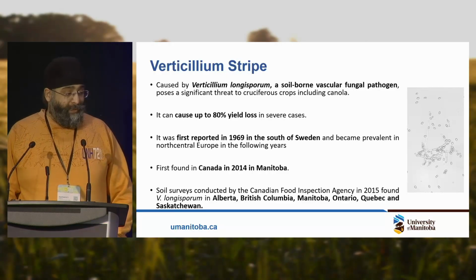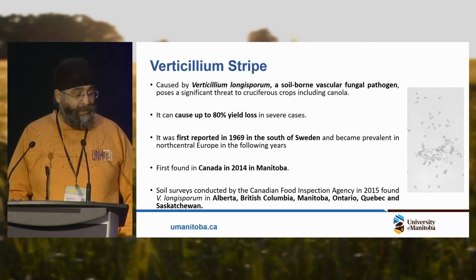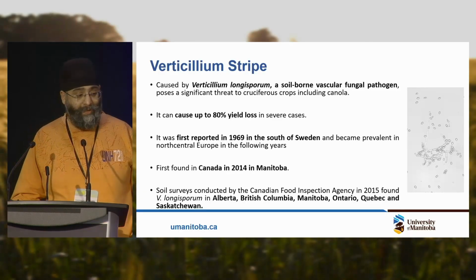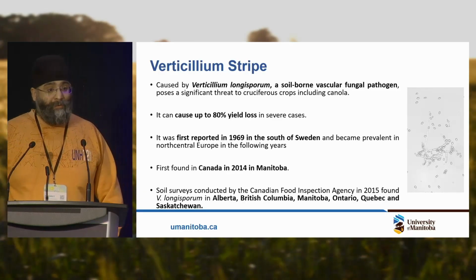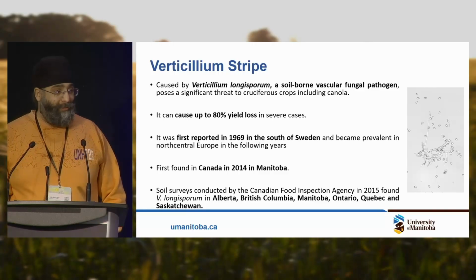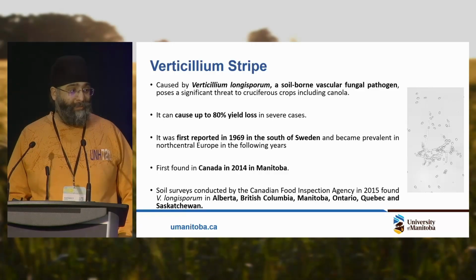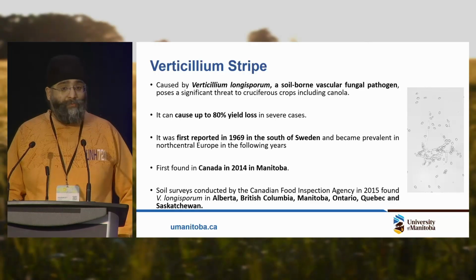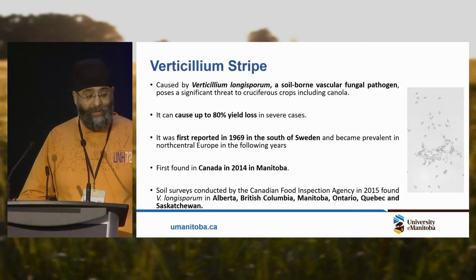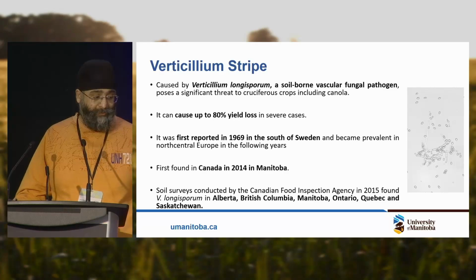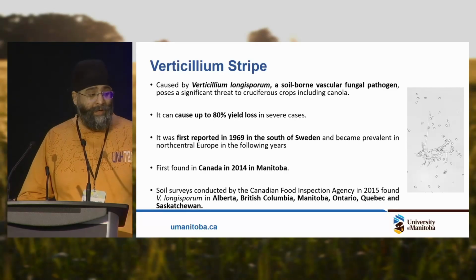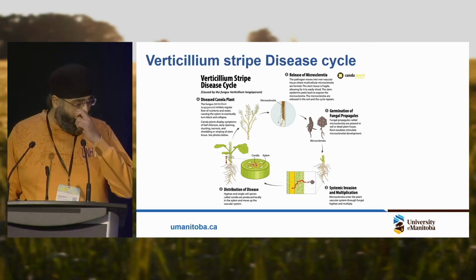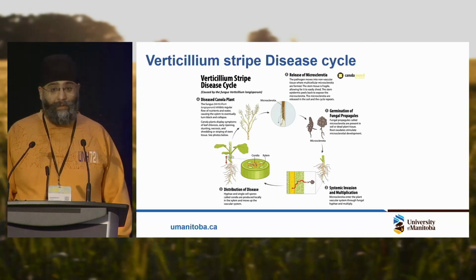It was first reported in 1969 in Sweden. After that, it just took off, and now almost every European country has it. In Canada, it was discovered in 2014 in Manitoba, so it's a very good place to do verticillium research. This 2014 discovery prompted an instant CFIA survey, and now you can actually detect it pretty much everywhere. So I'm going to give you a brief reminder about the life cycle of the disease.